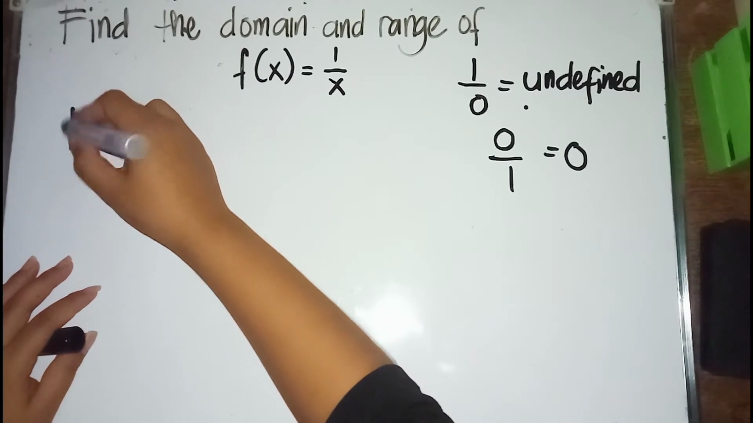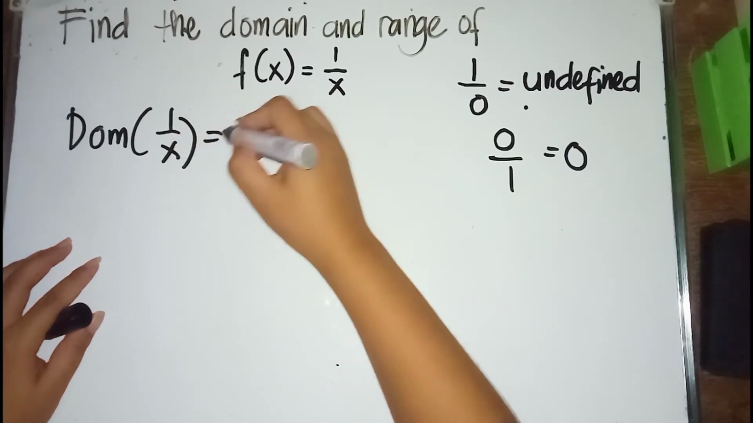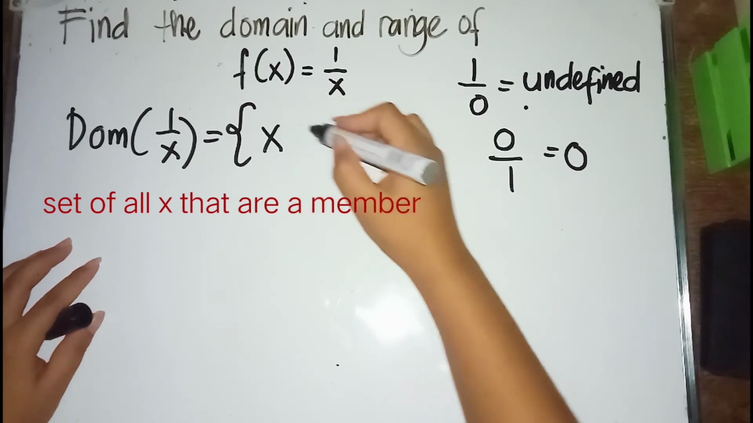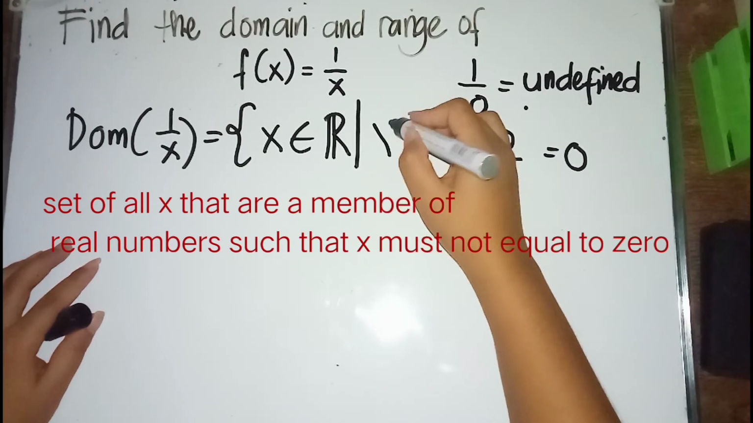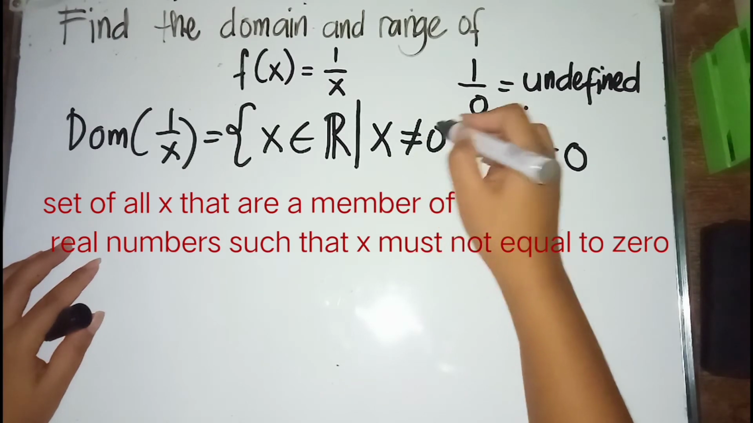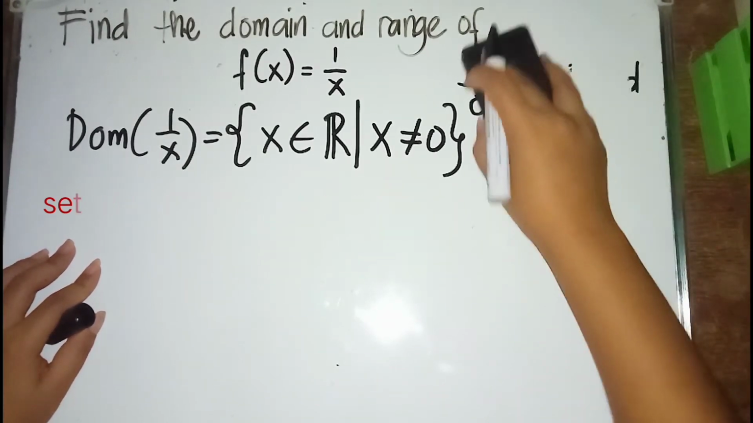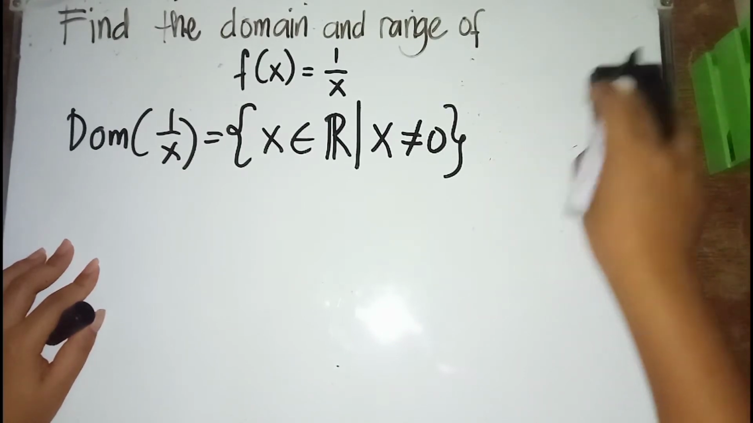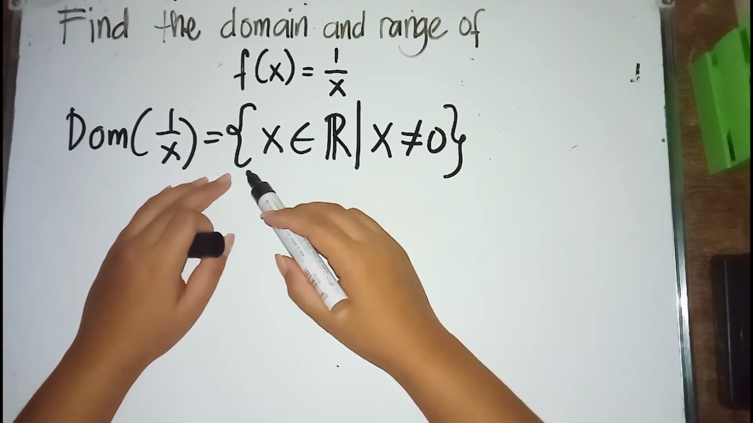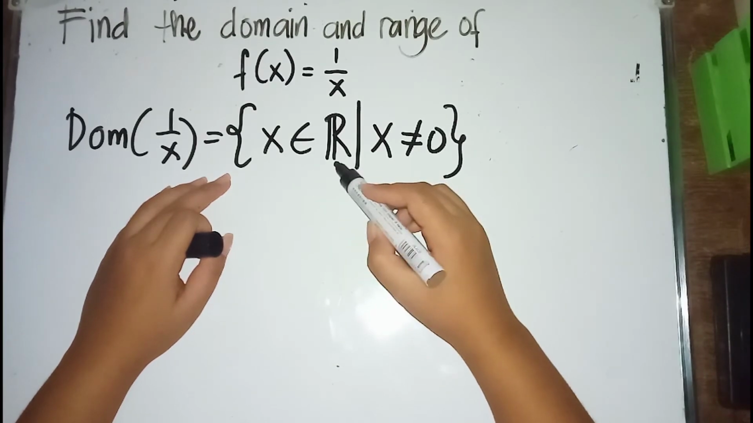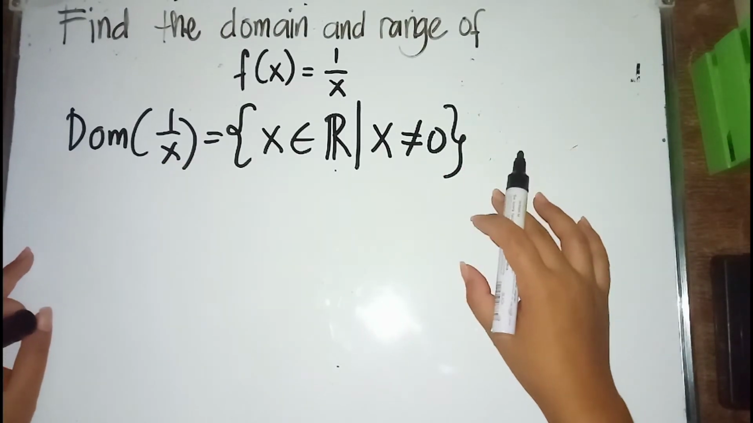Okay? So the domain would be: domain of 1 all over x is equal to the set of all x that are members of real numbers such that x must not equal 0. Then we close it. So that is its domain. Okay, so how to read it again? Domain of 1 all over x is equal to the set of all x that are members of real numbers such that x must not equal 0. Okay, so we just except 0.